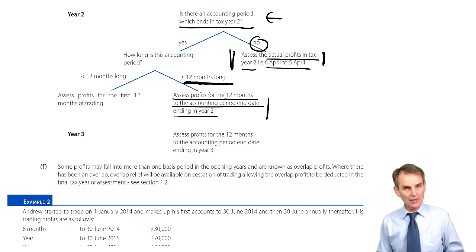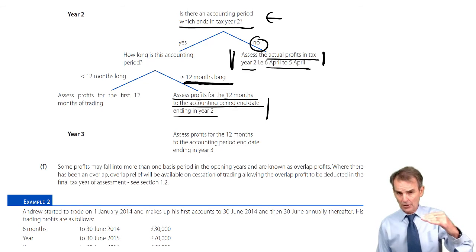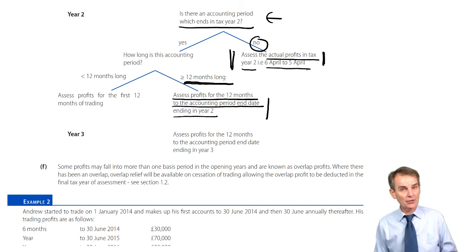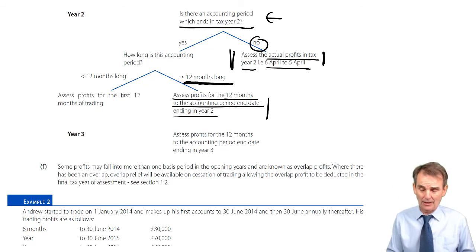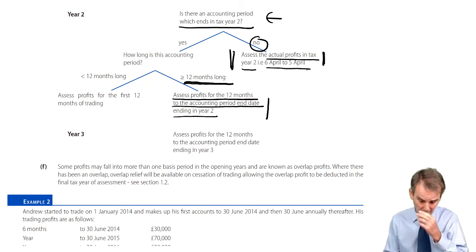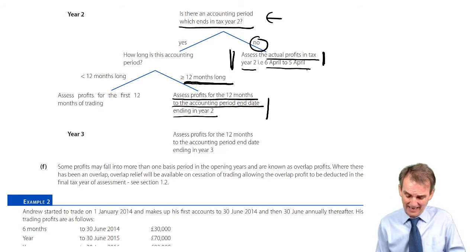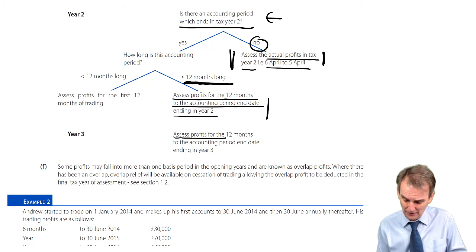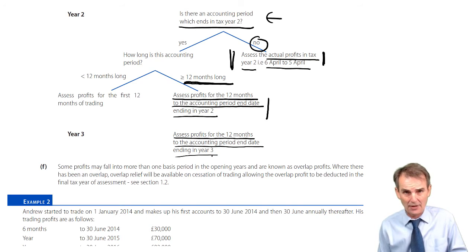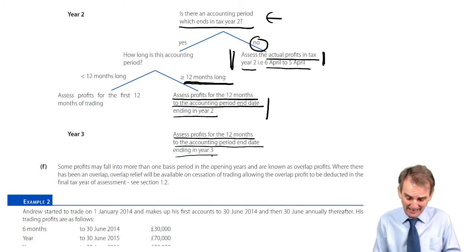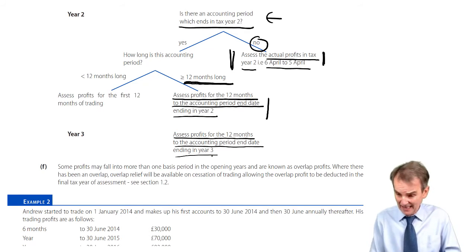Now that sorts out the second tax year. So first tax year, actual, second tax year, actual, you'll then come to the third year. Up until now, at least in the third year, you've been able to use a current year basis. What will now happen is in that third year, we assess the profits for the 12 months to the accounting period end date ending in year 3. Up until now, the accounting period has been an accounting year, so the 12 months is a full year end, and therefore it's CYB.